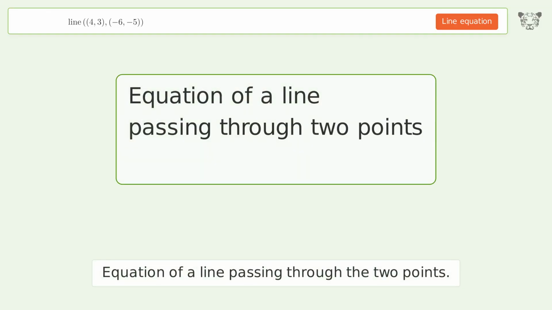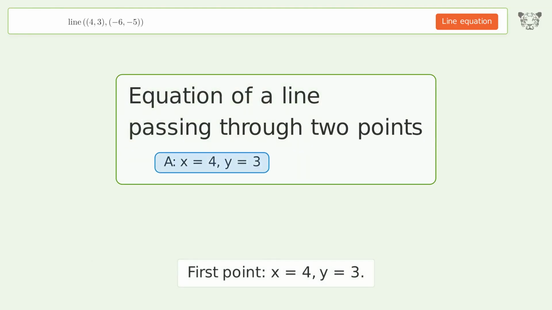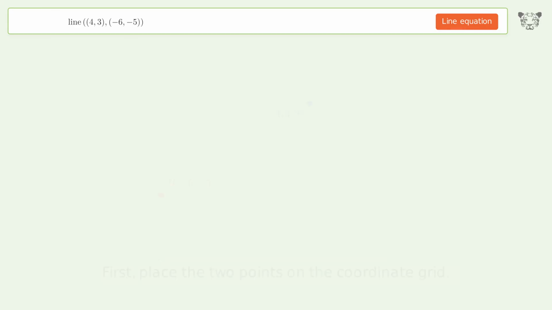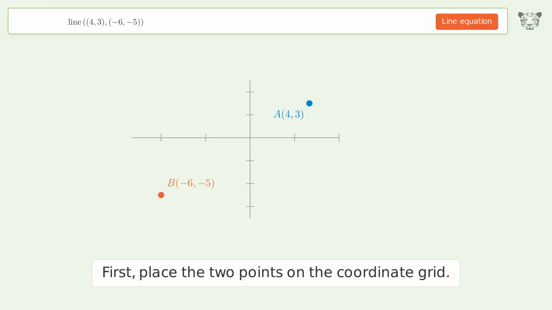Equation of a line passing through 2 points. The first point has x equals 4, and y equals 3. The second point has x equals -6, and y equals -5. First, place the 2 points on the coordinate grid.